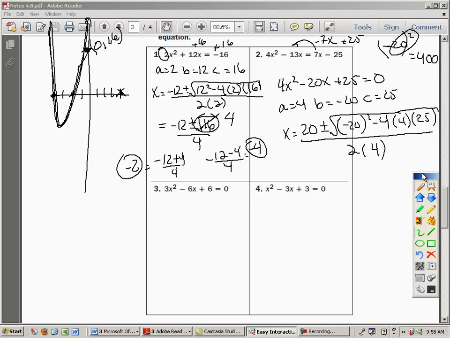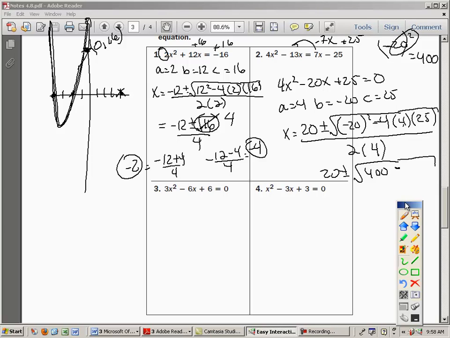All right? On the back half of this, this is then 20 plus or minus the square root of 400, and then a negative times a positive is negative, and then 4 times 4 is 16 times 25 is also 400, all over 2 times 4, which is 8. Now, under the radical, 400 take away 400, well, that's all gone. And so we simply have then 20 over 8 as my one solution.